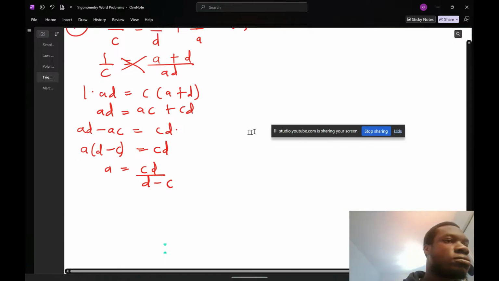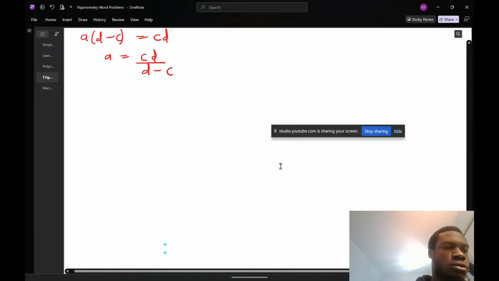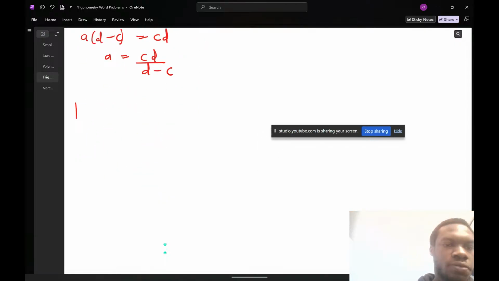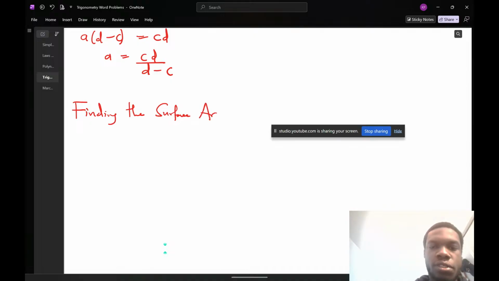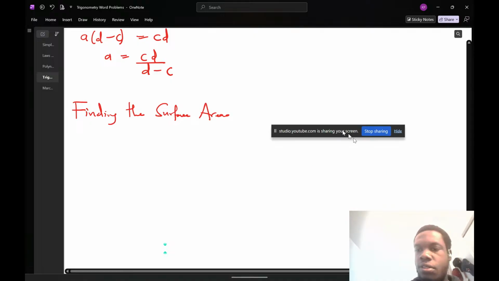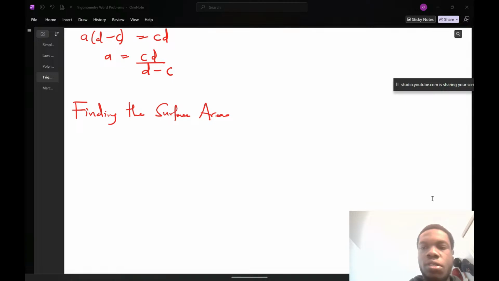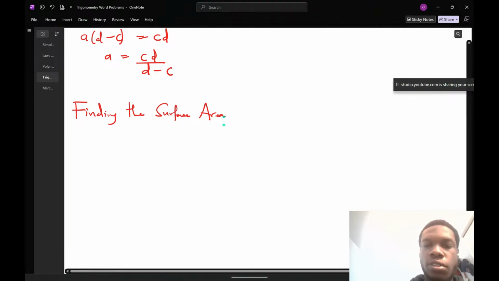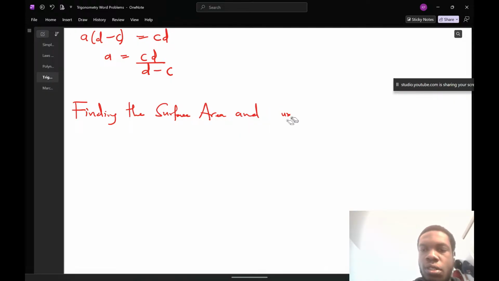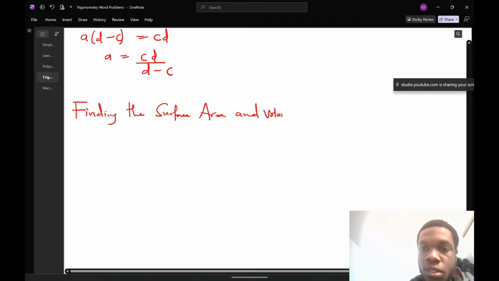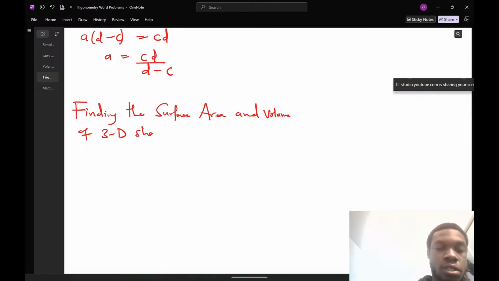Okay. Finding the surface area and volume of 3D shapes.